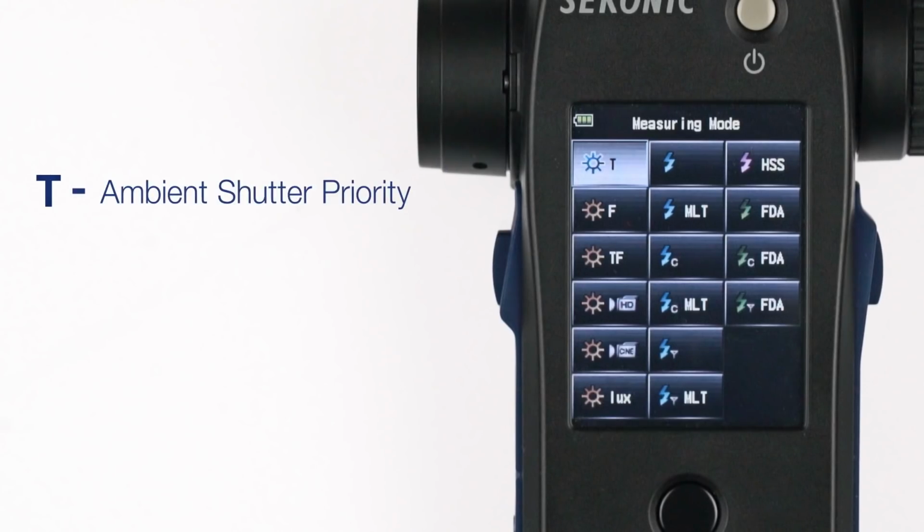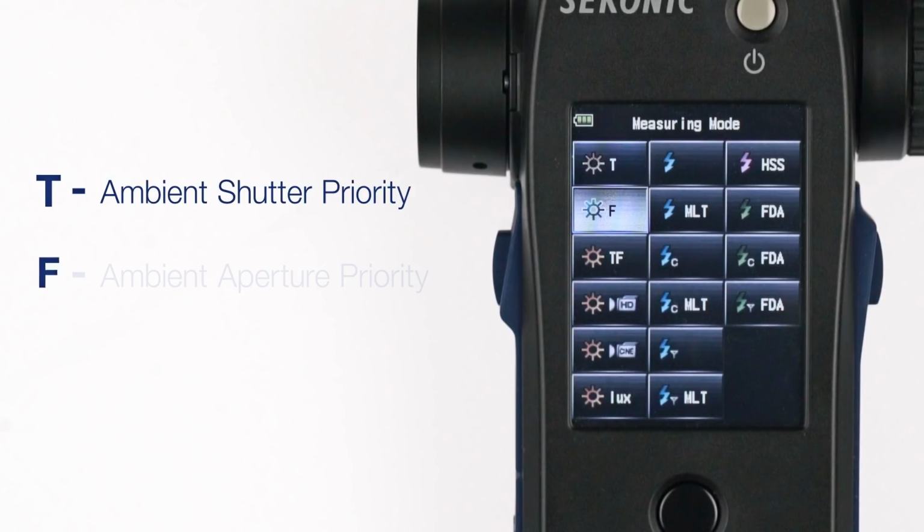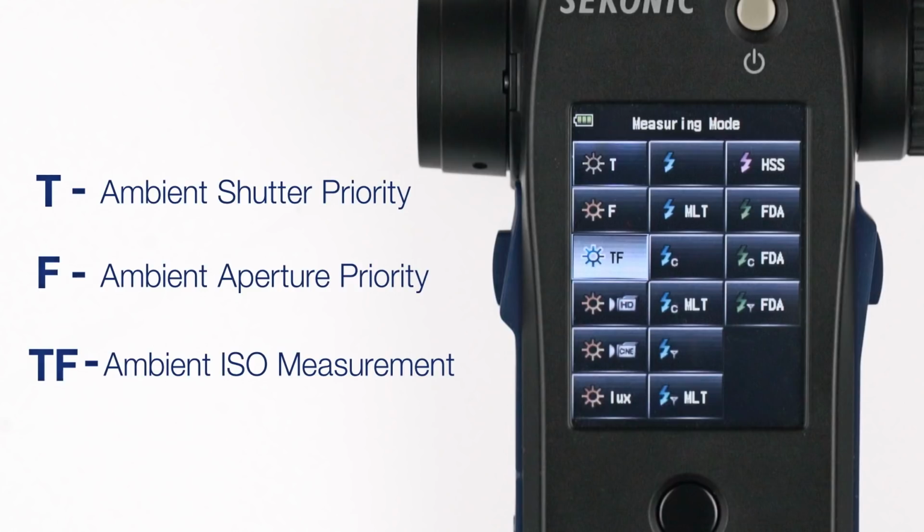T is for ambient shutter priority. F is for ambient aperture priority. TF is for ambient ISO measurement in which shutter and aperture are locked.